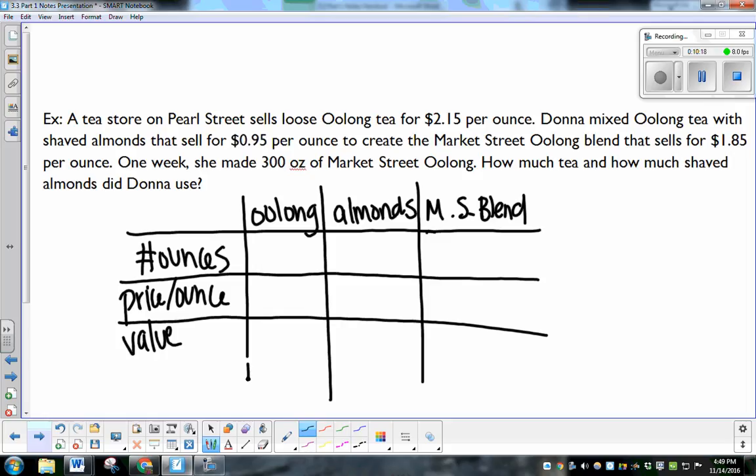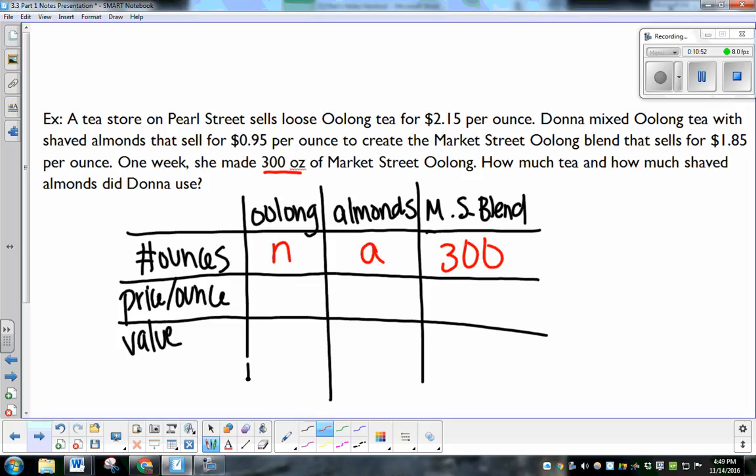So on my table here, I don't know how many ounces of oolong tea and how many ounces of almonds she has individually. I know altogether it adds up to 300 ounces in that blend because they told me she had 300 ounces. So let's pick some variables to use for the ounces of oolong tea and the ounces of shaved almonds. For oolong, I don't really want to use O, or I prefer not to use L because it looks like 0 and 1. So I'm just going to use N, the first letter, and then it doesn't look like a 0 or 1. And for almonds, I'll use A.